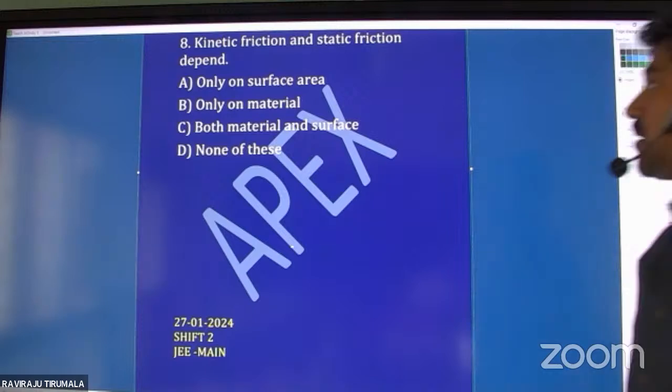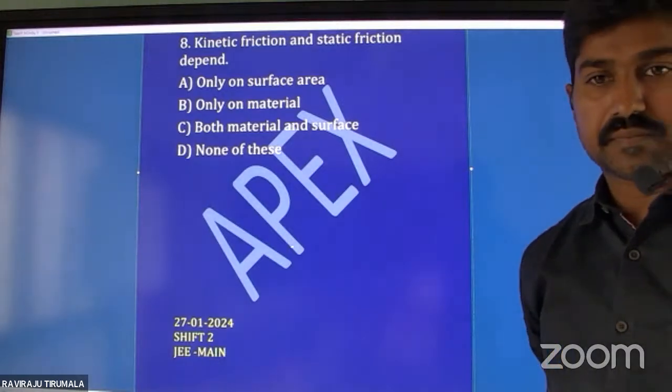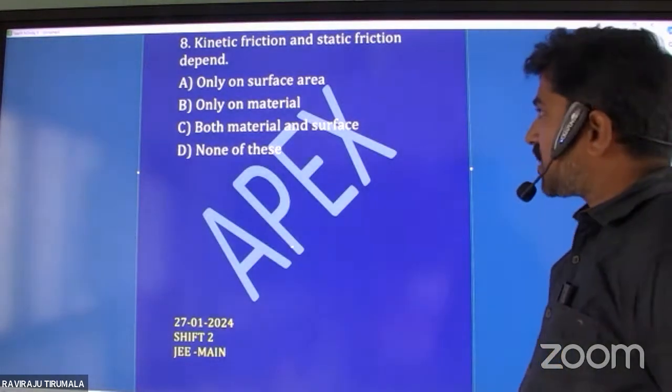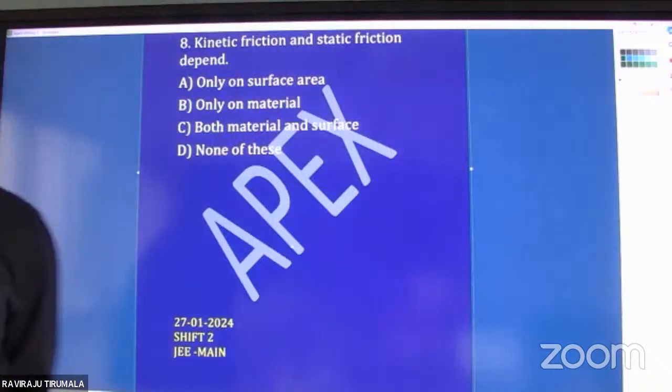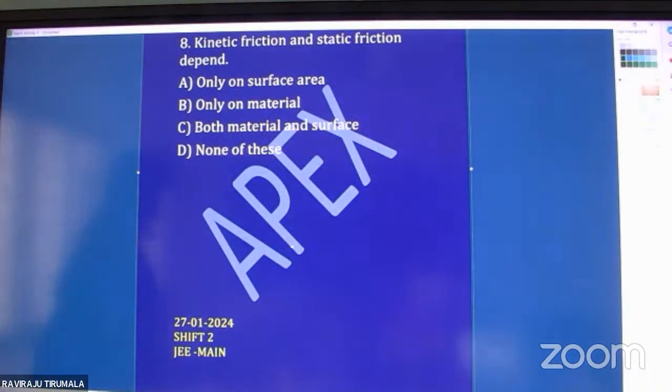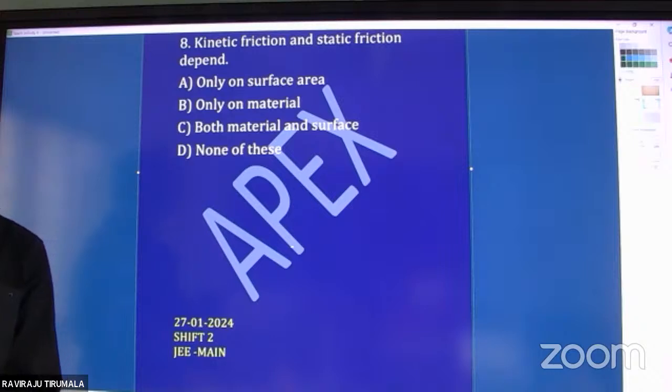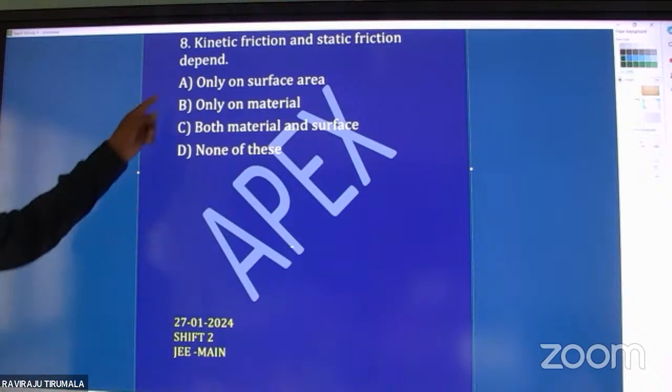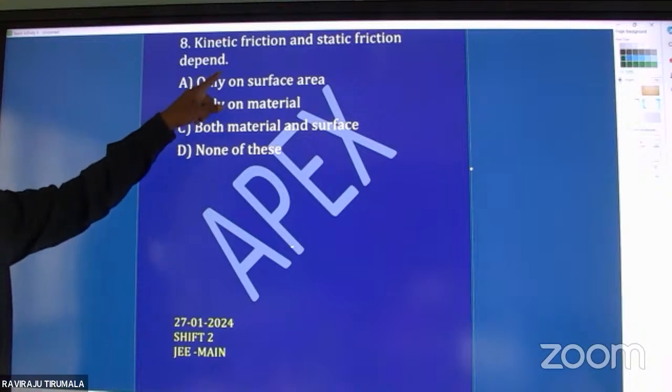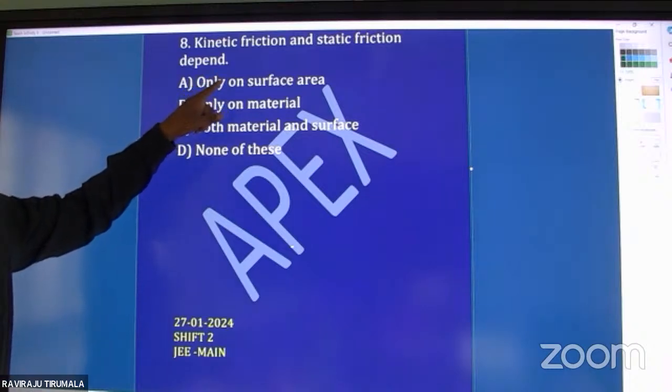Kinetic friction and static friction depend on... So it is a very basic question only. They never depend on surface or surface area. They depend only on the nature of substances, that means material. They just depend only on material. They never depend on surface area, area of contact.